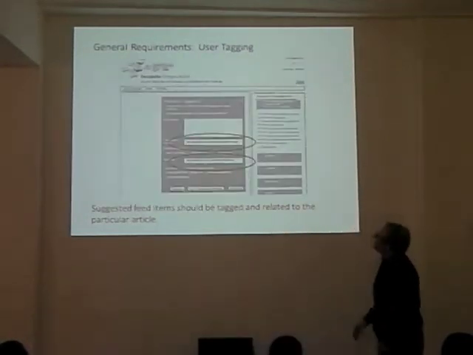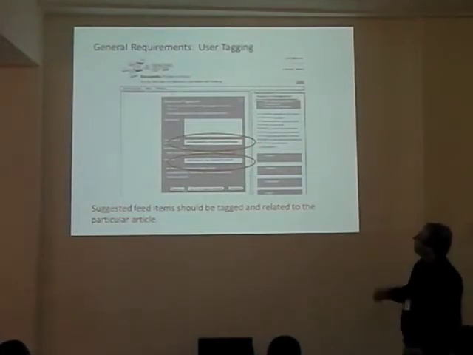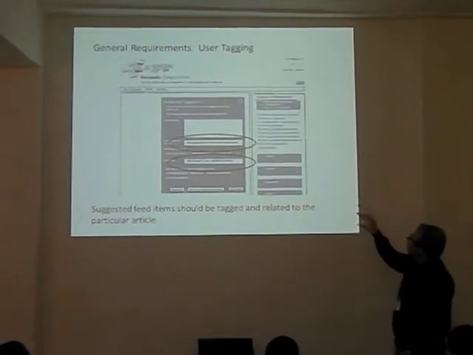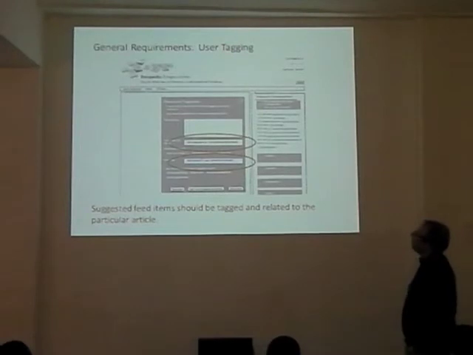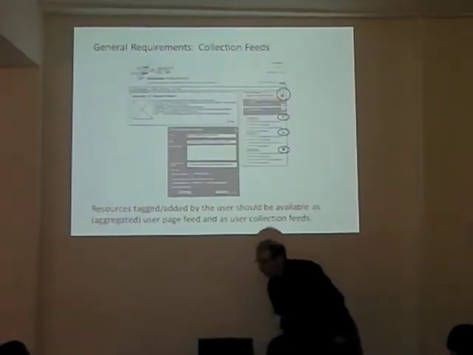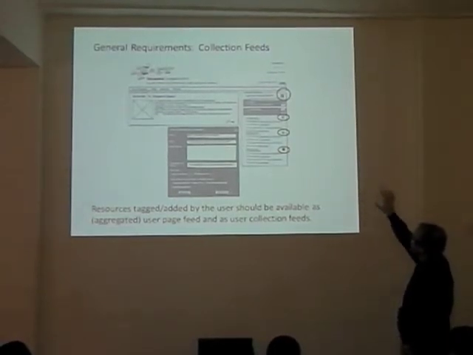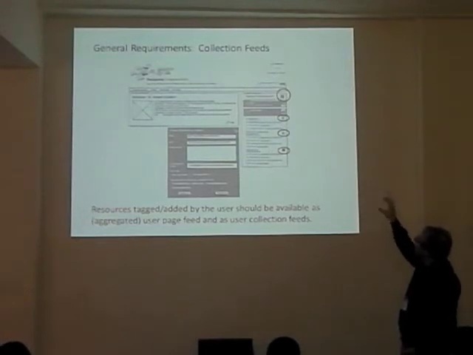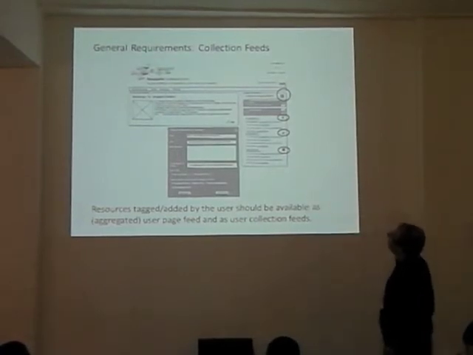Another requirement was that not the editors or the editorial team should select which resources should stay with the article, but users should do this by tagging these resources. Resources should be related to the article, but they should also get tags that were individually created by users, and these tags should be the label or the basis for collections by users, and these collections should be syndicated or distributed from the wiki as page feeds from the users or as collection feeds. You can see collection feeds in the mockup.